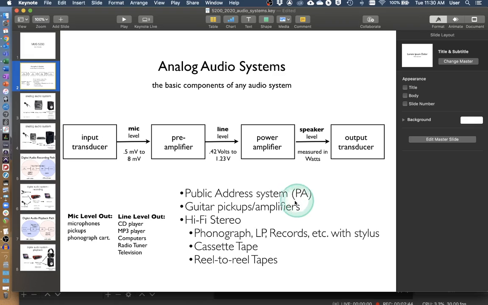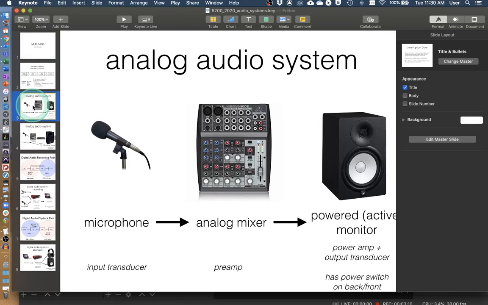Your public address systems, your guitar amps, your hi-fi stereos, all of these sorts of things adhere to this model. Sometimes these are packaged in different ways, where maybe if it's a CD player, we're already at the line level point. If it's a microphone, we're at the input transducer point, sending out mic level. And so I have a few examples here to help demonstrate these signal paths.